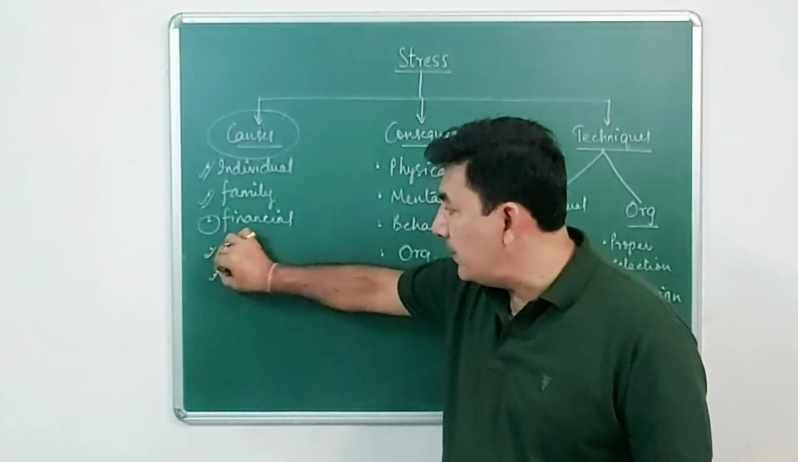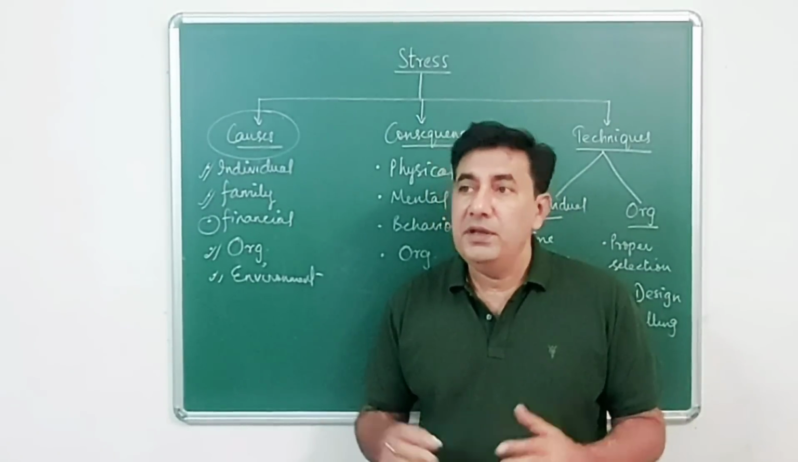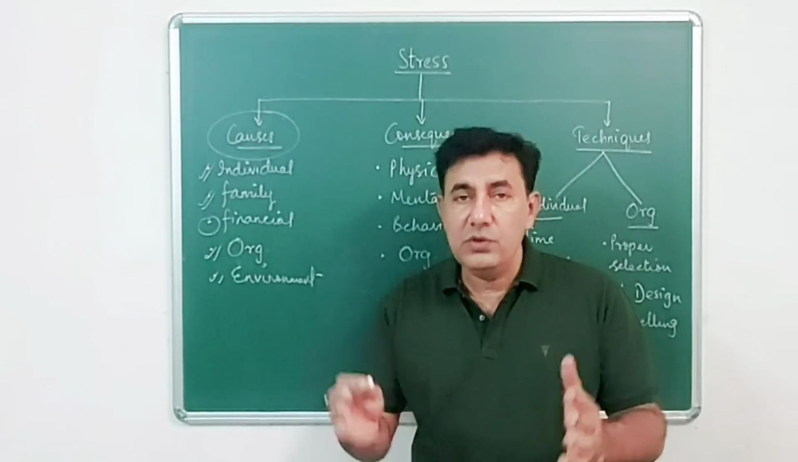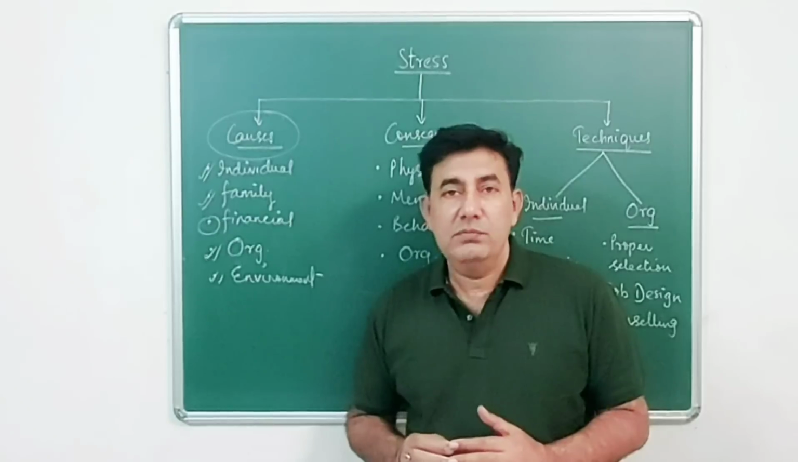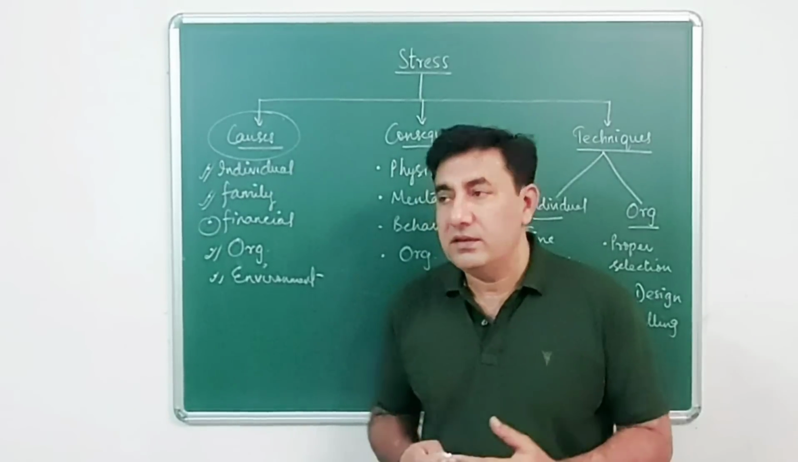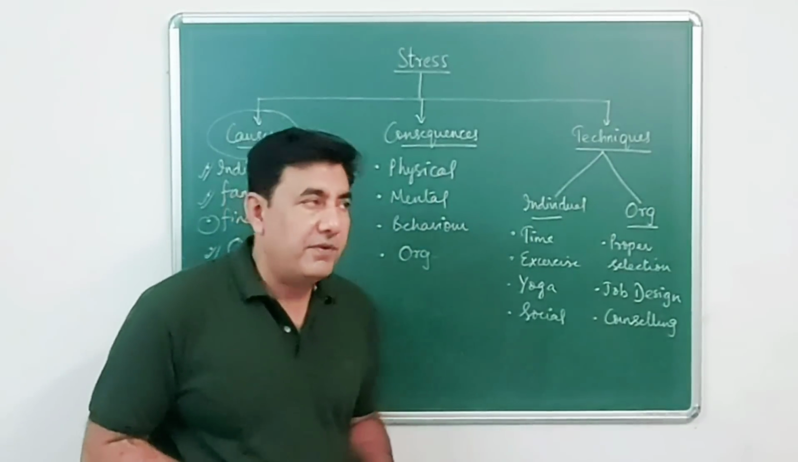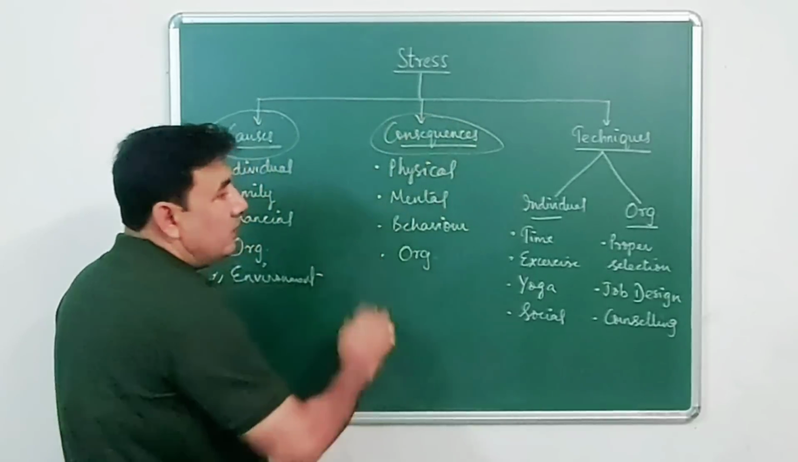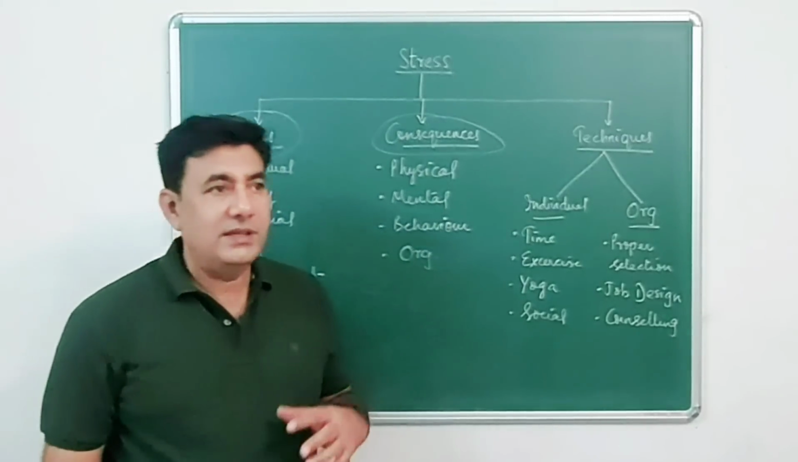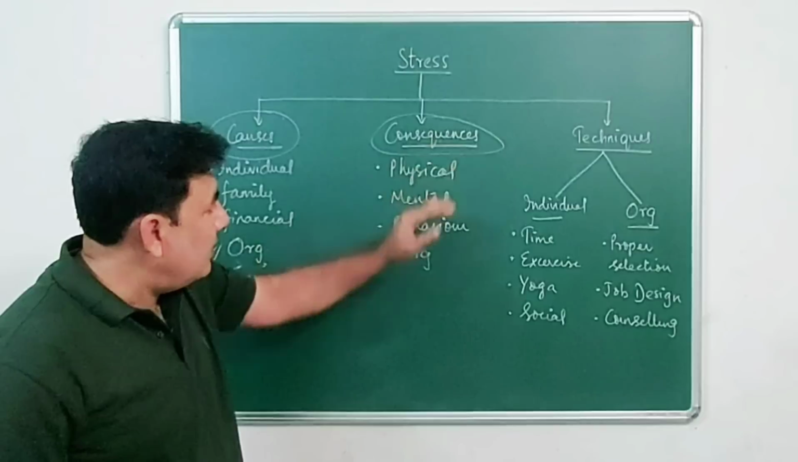Then comes environment. What type of environment in which you live? Whether all your society, all your neighbors are good people, they are cooperative. So like this, these are a few causes of stress which you can define. And then comes consequences. If we have stress, as I told you, it's a slow poison. It affects our physical abilities and mind. Okay, so these are the consequences.